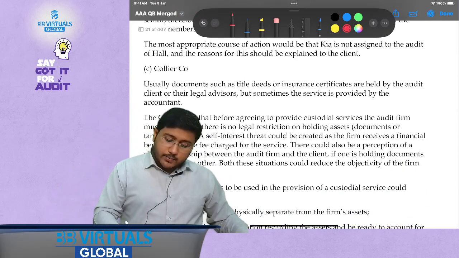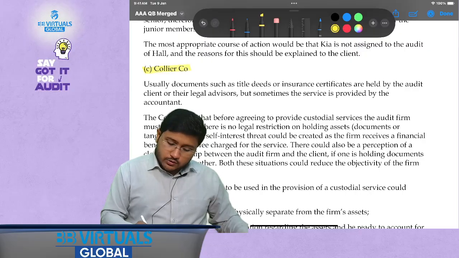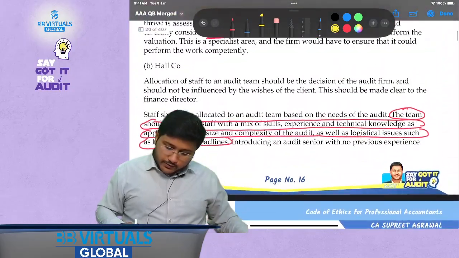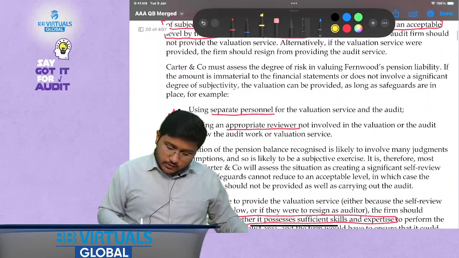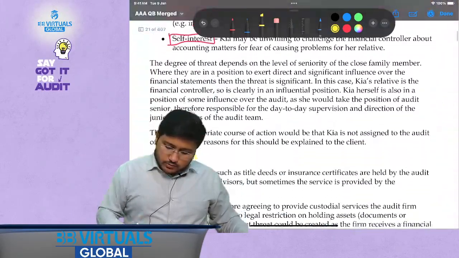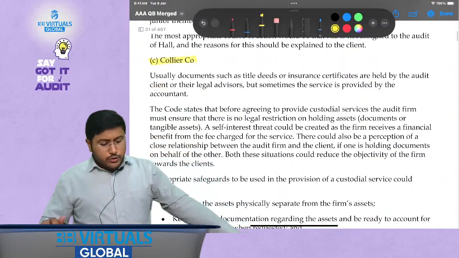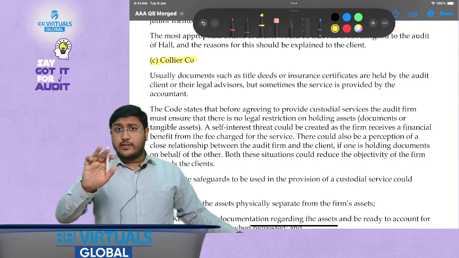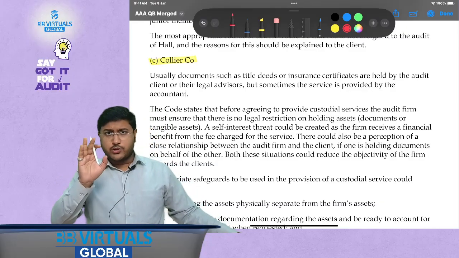Now, Collier company. Okay. So as of now, we have solved two cases. One is Hall company, another one was Fernwood company. Now let's come to the third one, Collier company. Usually documents such as title deeds, this is about the custodial service, right? This is about the custodial service.